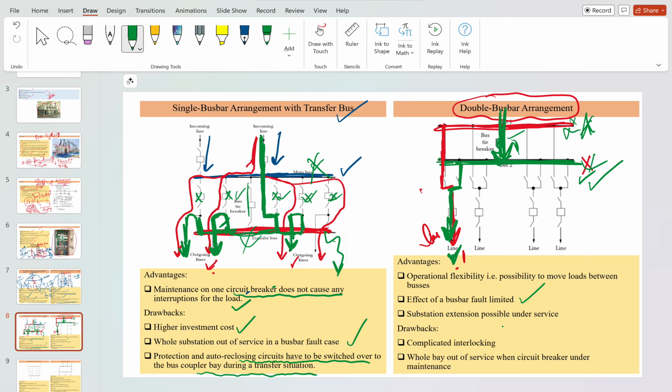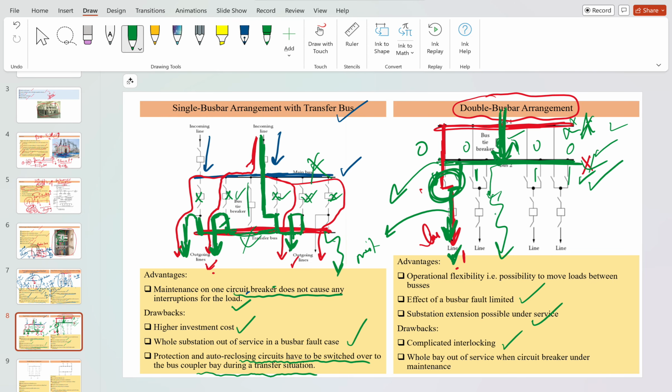So this will go out of service, but the second bus bar will keep functioning. And substation extension is possible under service because you can connect and use multiple systems. Interlocking is complicated because you have to operate the two bus bars in a 0-1 logic formation. It is a complicated situation, but the logic should be given for the same system. When both are in maintenance, suppose this is in the maintenance phase, the whole line will go out of service. That is what the double bus bar arrangement is.